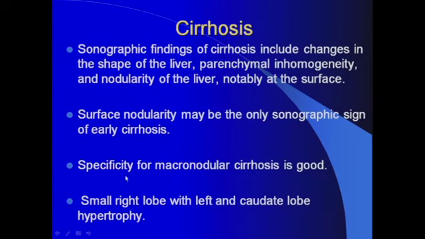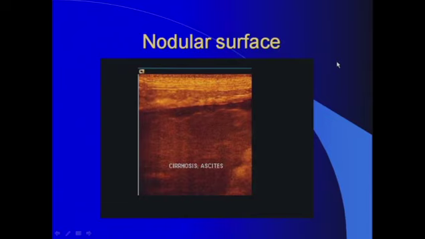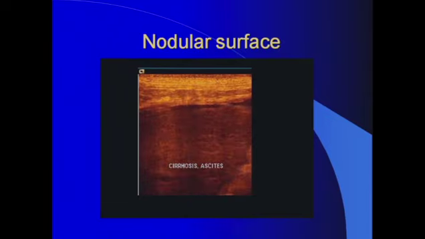Now, what other features would you expect to see with cirrhosis? You would expect to see a small right lobe with left and caudate lobe hypertrophy. Once you see these findings, it's a straightforward diagnosis, and most of the time you can see other associated features like ascites and changes related to the portal vein that we're going to talk about in a few moments. Let's look at some examples of cirrhotic change.